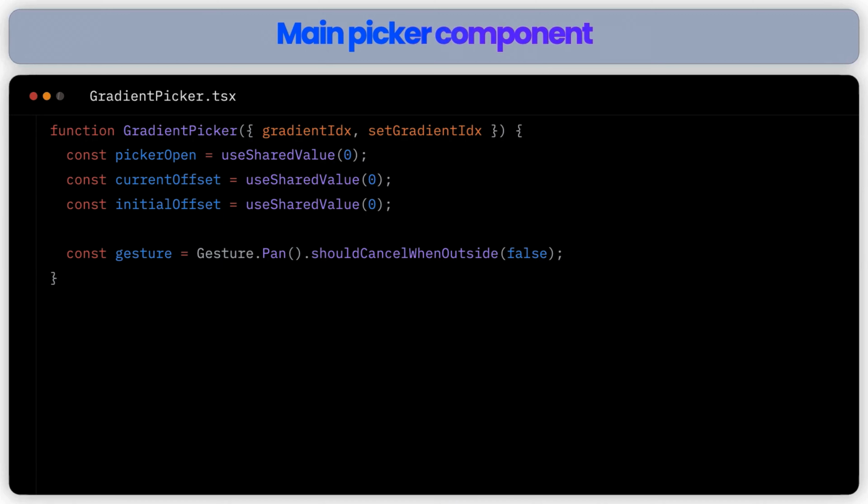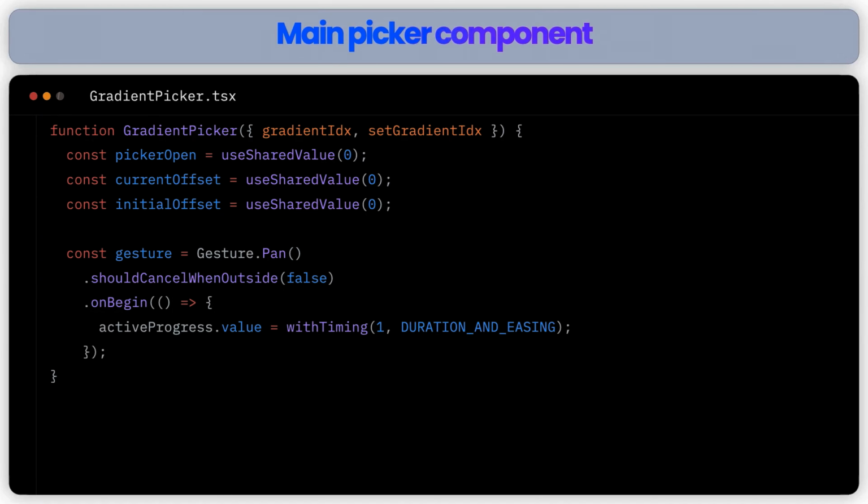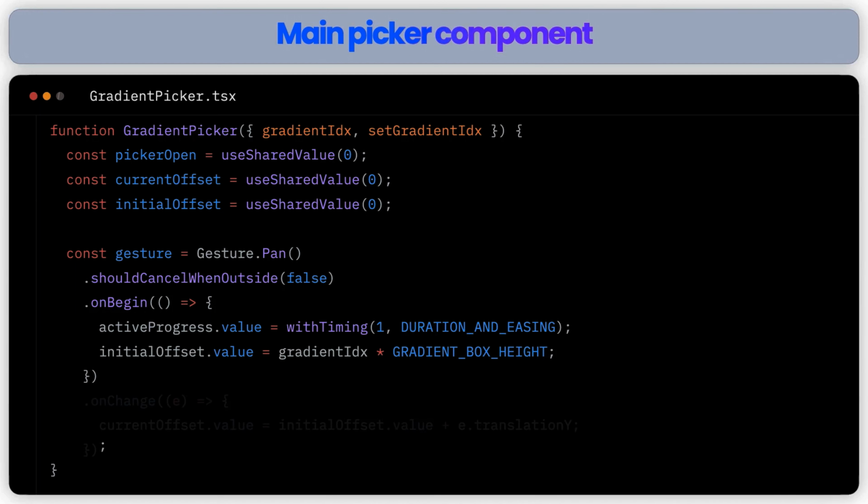We now need to define our onBegin, onChange, and onFinalize handlers. In onBegin, we animate our picker open to 1 using the withTiming function. We'll also set initial offset based on the currently selected item passed into our props.